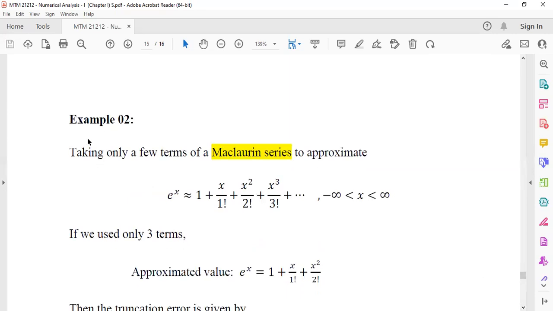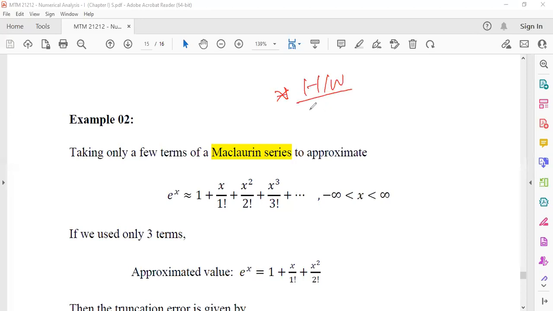Example number 2, taking only a few terms of the Maclaurin series. Have you heard this term, Maclaurin series? Please answer me. I don't know if you have heard this word. Who's answering? No. You didn't hear it. Okay, so this is also your homework.